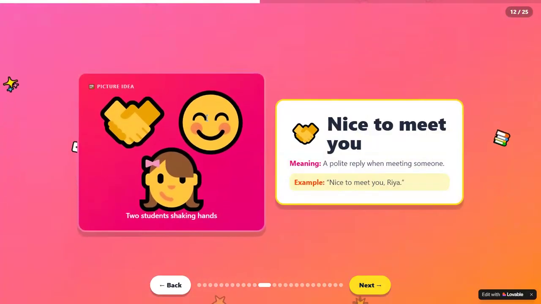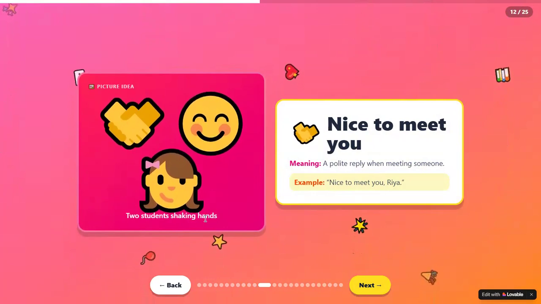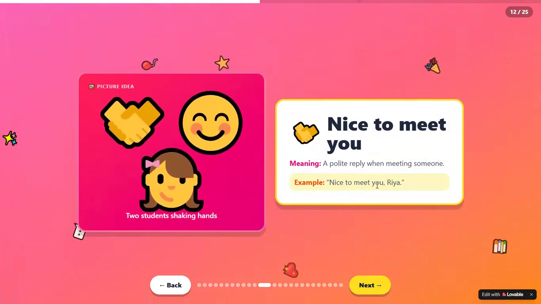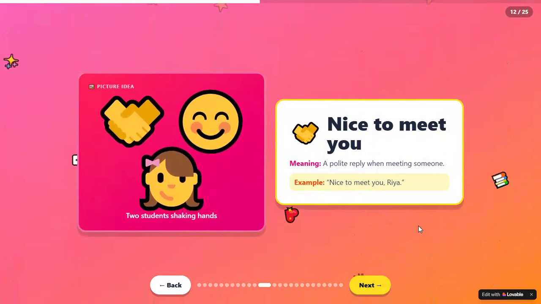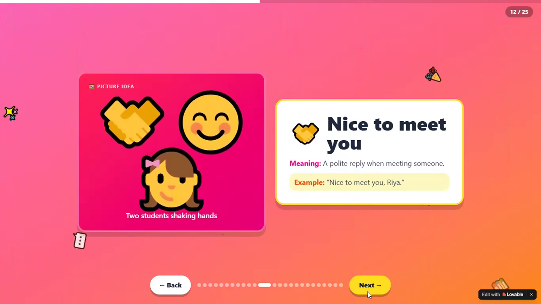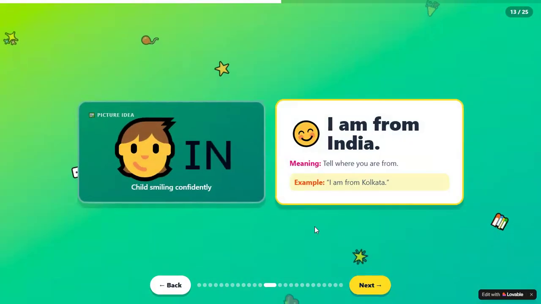See, some handshakes and smileys are there. Two students shaking hands. Nice to meet you. Meaning a polite reply when meeting someone. Example, nice to meet you, Ria. So if Ria and I met, we can shake our hands and tell each other, nice to meet you, Ria. Cool.